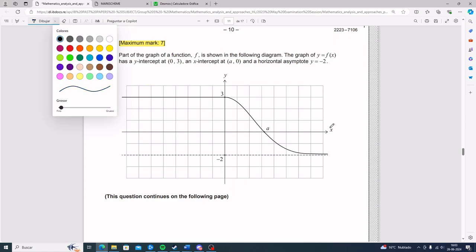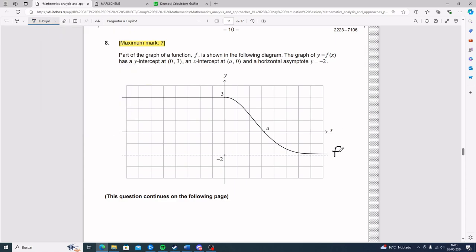So this whole thing that I have drawn is function f, the graph of y equals f of x. They tell us that it has a y-intercept at (0, 3), which is right there, of course, and an x-intercept at (a, 0), so at some x, 0. And the horizontal asymptote, I'll put this in a different color, at y equals -2.